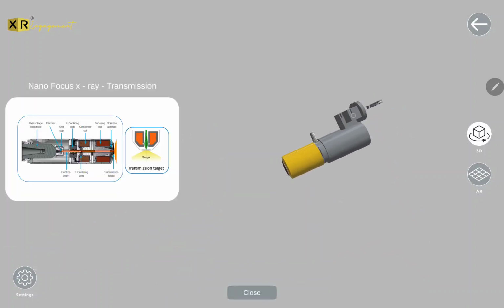Nanofocus X-ray sources take precision even further, with focal spots smaller than 1 micrometer. This ultra-fine resolution enables imaging at the microscopic level, making it possible to see fine cracks or features in tiny components like microchips or biological samples. These sources are often used in advanced research labs and industries where extreme detail and accuracy are critical.